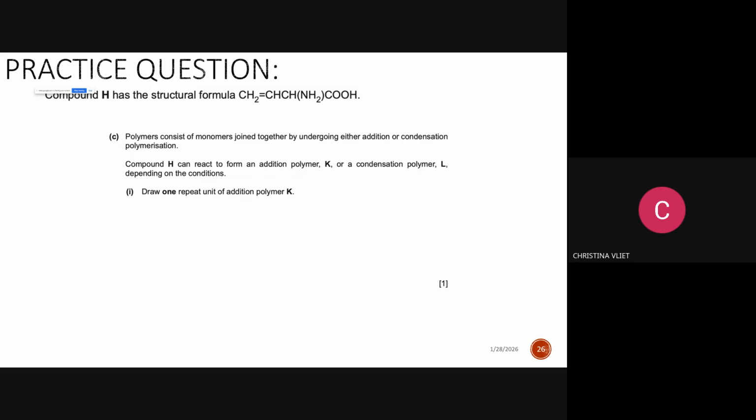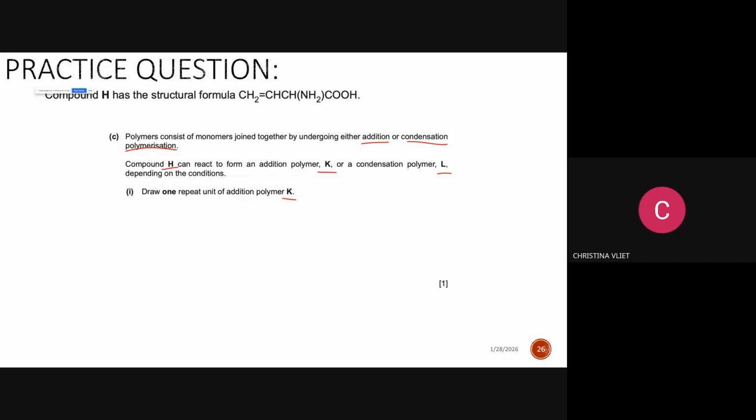Polymers consist of monomers joined together by undergoing addition or condensation polymerization. Compound H can react to form an addition polymer, K, or a condensation polymer, L. So draw one repeat unit of K.